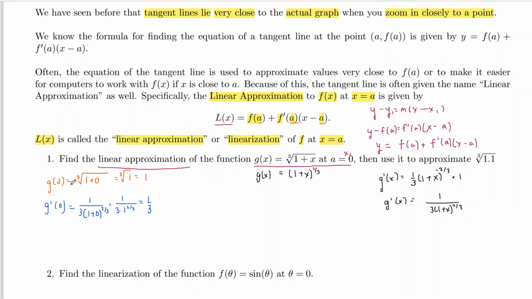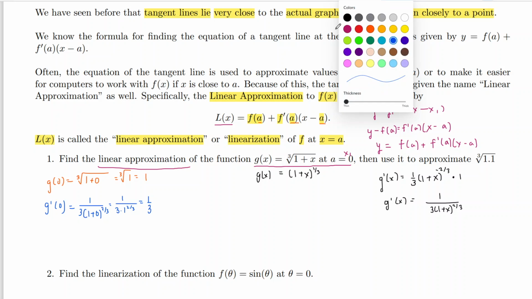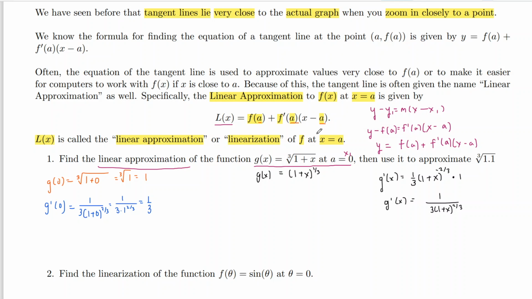All right, so we've got g of 0, we got g prime of 0. That basically means, as far as our equation goes, we're done, right? Because now we want L of x, we want the linearization. Actually, I'm going to go ahead and start by writing it right below there. L of x.